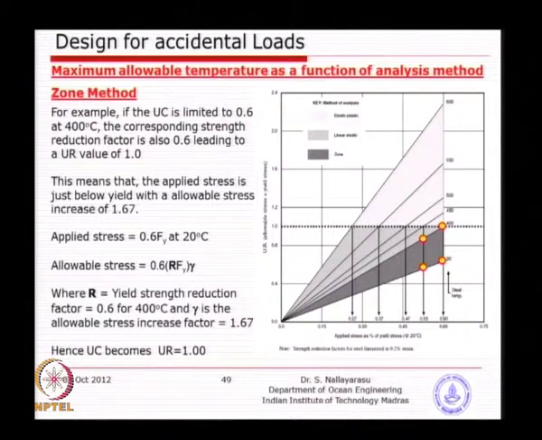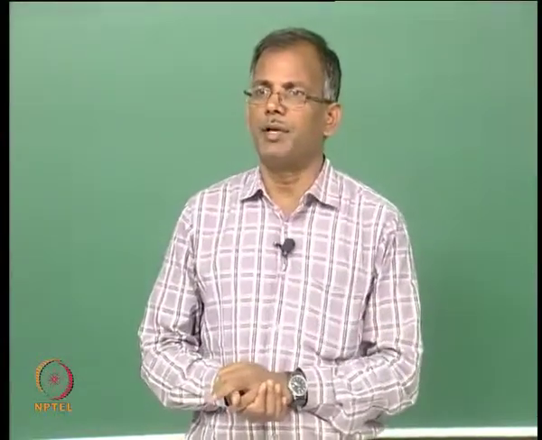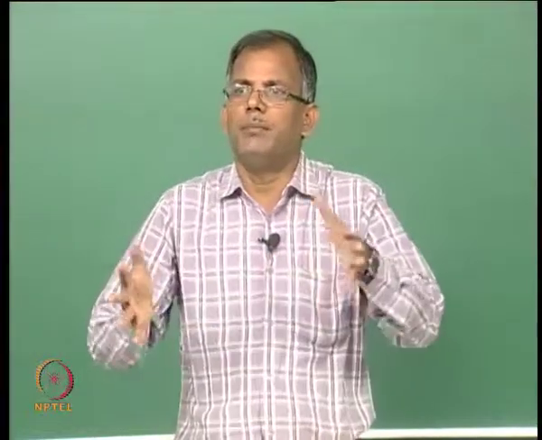So, basically that means the applied stresses are kept low at 20 degrees, and at 400 degrees the unity check will become 1. So, very simple, just proportioning, that is the idea behind the zone method. The only difference is we are keeping the temperature below 400 degrees, and that is how most projects apply this principle, because at temperatures higher than 400 degrees the reduction factor is so large that the section size becomes too big.